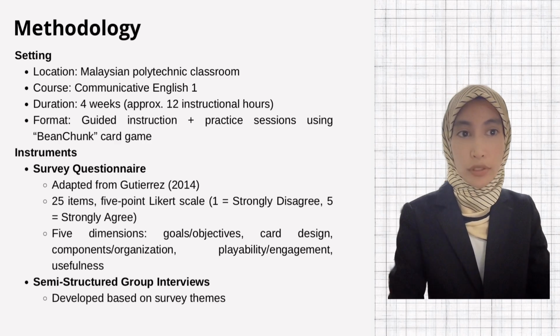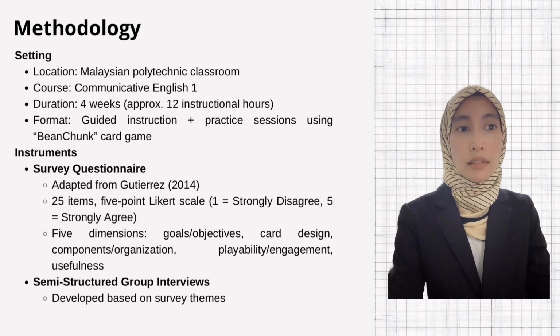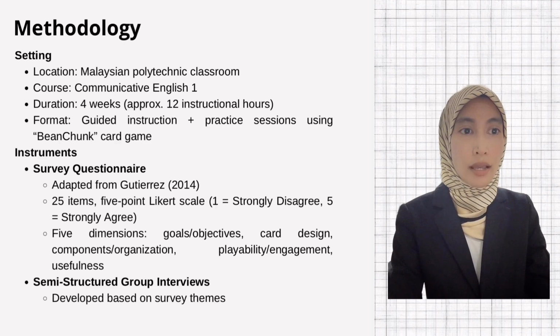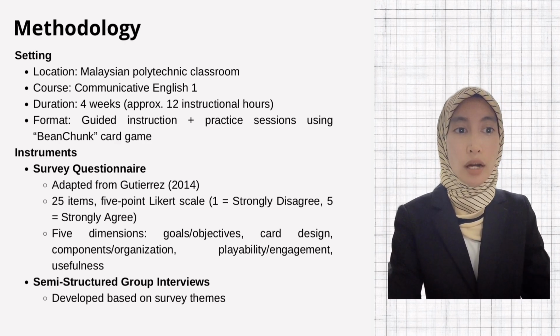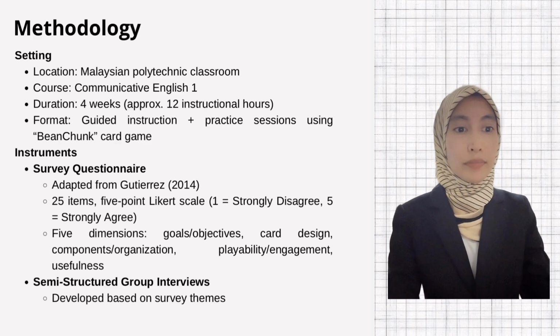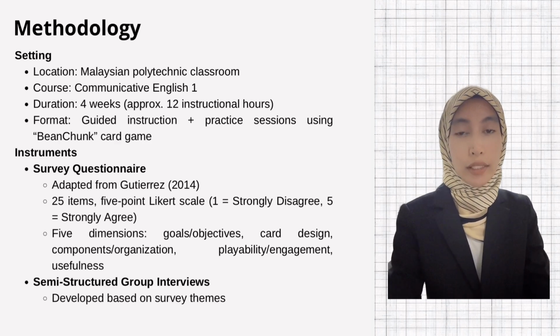Two main instruments were used. First, the survey questionnaire adapted from Gutierrez 2014. It contained 25 items measured on a 5-point Likert scale, ranging from 1, strongly disagree, to 5, strongly agree. The survey covered 5 categories, which are goals and objectives, card design, components and organization, playability and engagement, and also usefulness. The instrument was content validated by 2 English lecturers and pilot tested to ensure clarity and internal consistency.